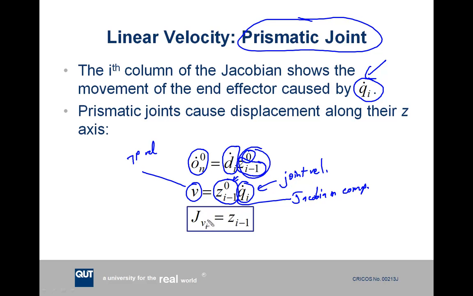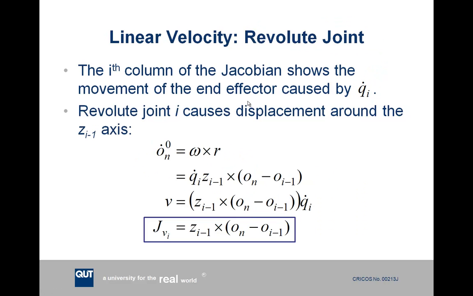So your Jacobian component for joint I is just z I minus 1. There's an example on the next slide which will illustrate this in a much more visual way, but we're going to deal with the linear velocity Jacobian for a Revolute joint here on this slide. Once again, the ith column of the Jacobian shows the movement of the end effector caused by the joint velocity that we're dealing with, joint I.